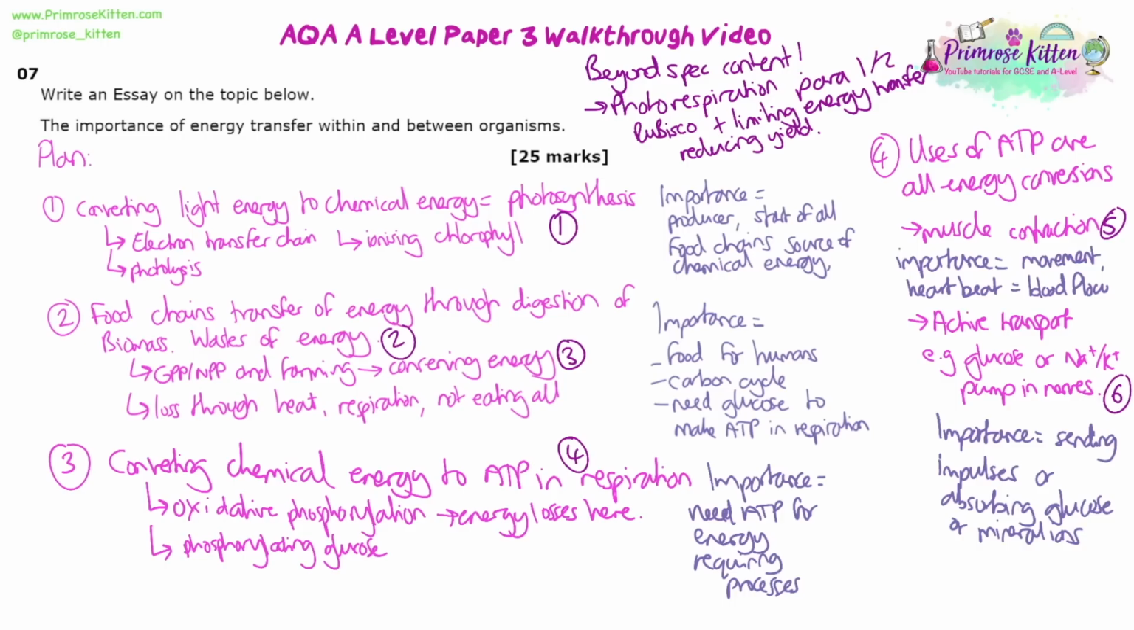So one of the only main things I can think of here for extra content was talking about photorespiration. Photorespiration is not in the AQA spec. So talking about the failure of Rubisco to be exclusive to carbon dioxide as a substrate, and how in high temperatures, when oxygen builds up in leaves, it can bind with Rubisco, and we do photorespiration instead, which limits the energy transfer.